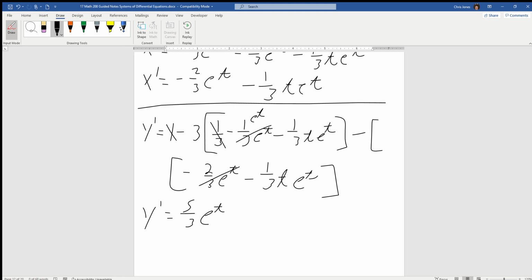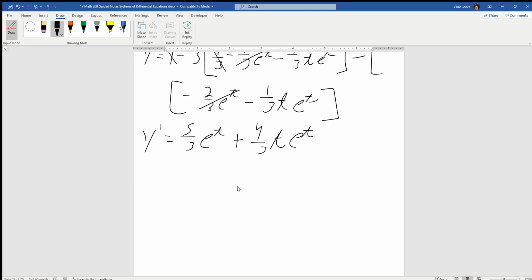And then we're going to end up with a positive t e to the t and a 1/3 t e to the t positive. So we're going to end up with a 4/3 t e to the t. All right, and then finally what we can do is integrate y prime to be able to solve for y at t. So we're going to integrate with respect to t on the right hand side.